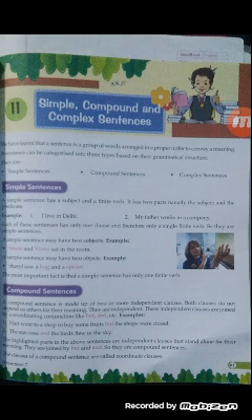So let's begin. What's a simple sentence? A simple sentence is just a sentence that contains a subject and a verb. For example, Rohit is my friend. Here, the subject is Rohit and the verb is "is".